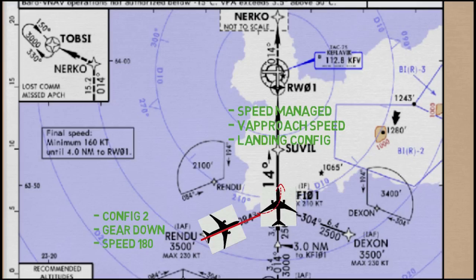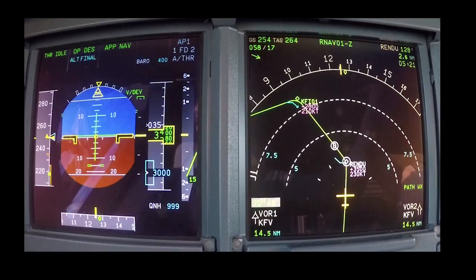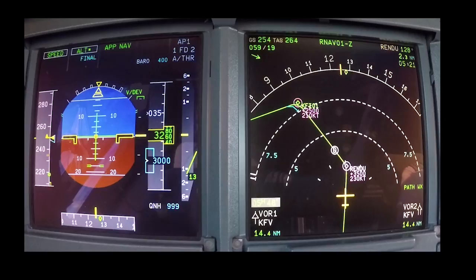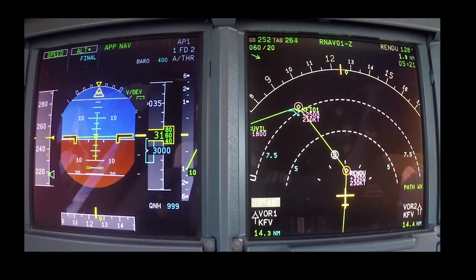Now, the same thing, except in speed 180, config 2, and gear down. Look at the difference in the pitch angle when the aircraft turns from final, and observe how quickly you can become stabilized by using this method.